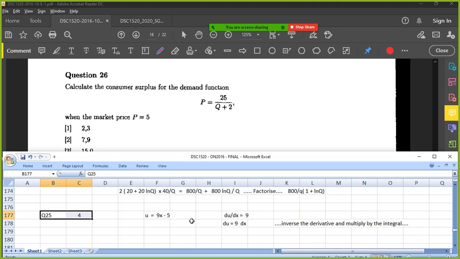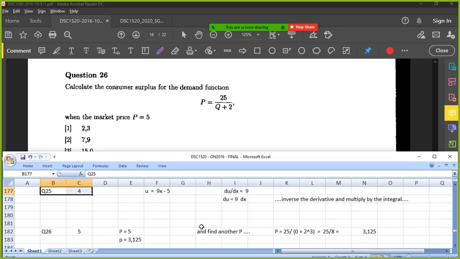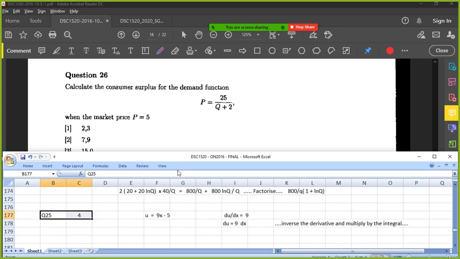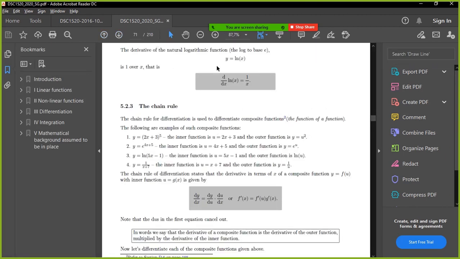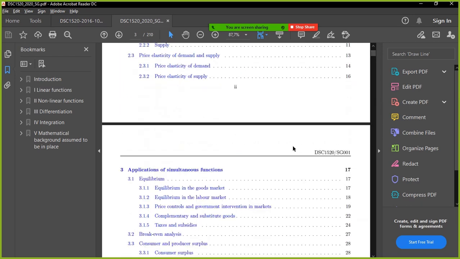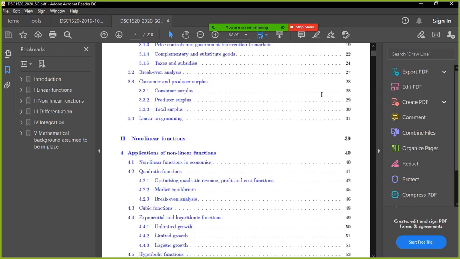Okay, so 26. Calculate the consumer surplus for the demand function. So that's again the same as the previous one with the diagram. No, it's different. Why? Oh, it's non-linear. Correct. Okay, so when you have non-linear, you have to use that thing we used last time, the derivative, not derivative, the integration. Remember that? Yeah. Okay, consumer surplus, page 28.